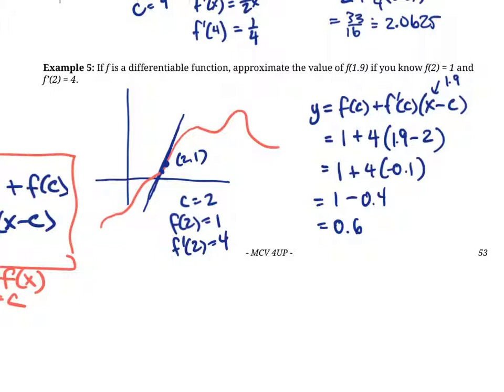Notice how we didn't actually need to know what the function was to come up with this. All we need to know was the value of the function and the slope of the function at that point. There you go.